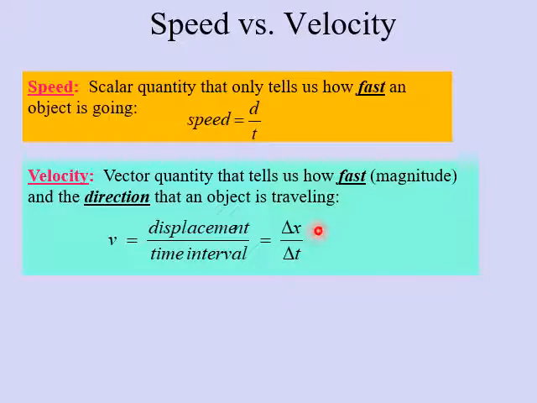And remember, displacement here is technically a vector. It can be positive or negative. So in other words, our velocity, we're going to find out, can also be positive or negative. This will be clarified in some examples that are coming up next.